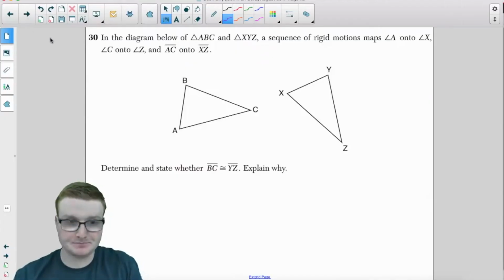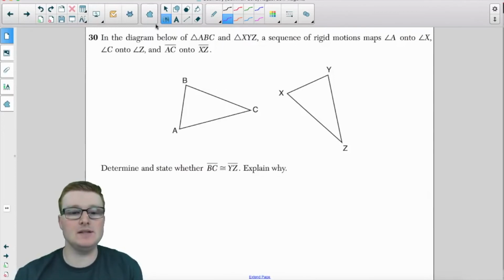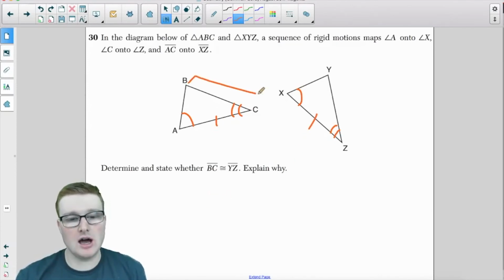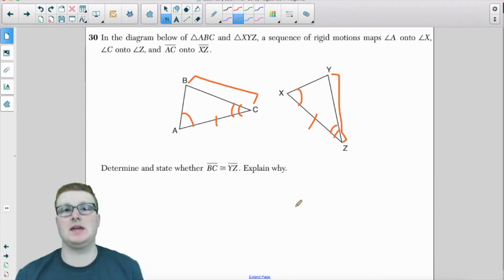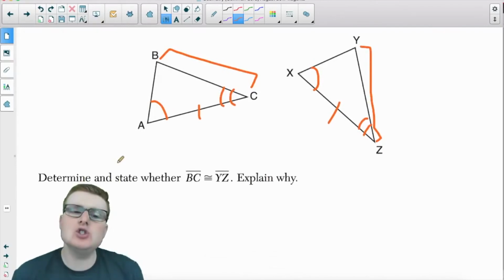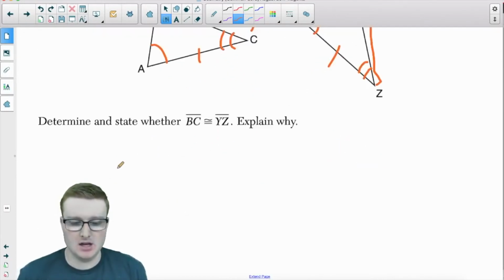Number 30. In the diagram below of triangle ABC and triangle XYZ, a sequence of rigid motions maps angle A onto angle X, angle C onto angle Z, and AC onto XZ. Determine and state whether line segment BC is congruent to line segment YZ. Explain why. Okay. Do you think that those two line segments are congruent? And if you're saying yes, you are absolutely correct. But you need to get the right reasoning.